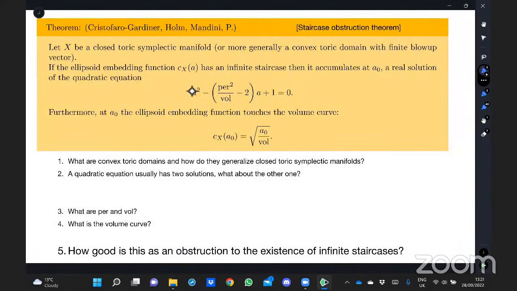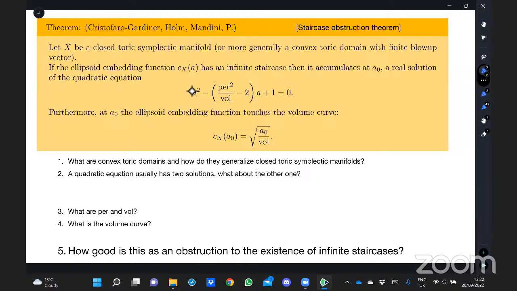All right. So with Dan and Tara and Alessia, the first result that we proved was this staircase obstruction theorem that says that if X is a closed toric symplectic manifold, or more generally a convex toric domain with finite blow-up vector. So I don't expect you to understand all the words now if you're not from symplectic geometry. So let X be from a certain class of manifolds: if the ellipsoid embedding function has an infinite staircase.